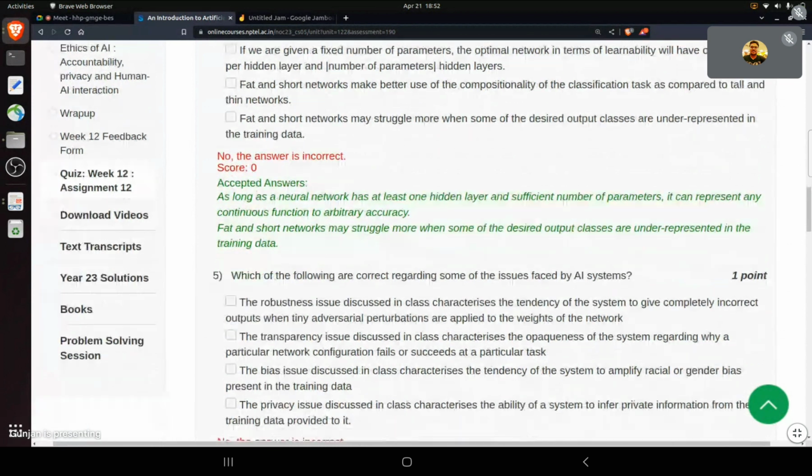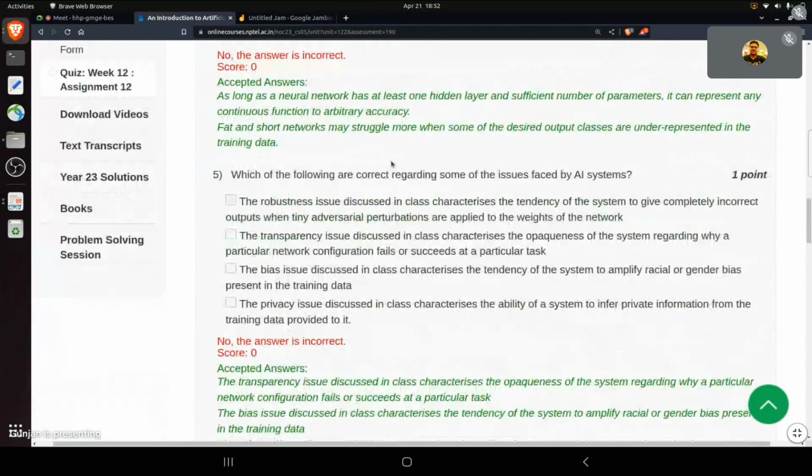Right. Which of the following is correct regarding the issues faced by AI systems? The robustness issue discussed in the class characterizes the tendency of the system to give completely incorrect output when tiny adversarial perturbations are applied to the weights of the network.